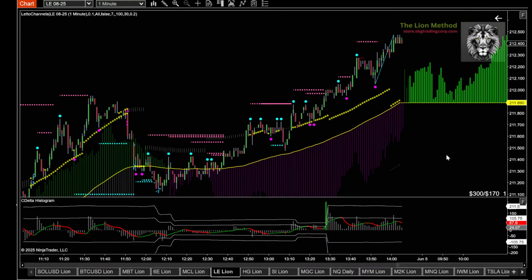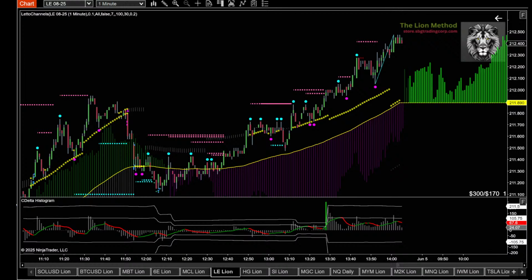Could be slow, could be fast, but we are going to trade the Lion method. So what is the Lion method, you might ask? Thank you for asking. The Lion method is a scalping method. The primary trade is a reversion to the 100-period moving average after getting out of an overbought or oversold condition. We are using two indicators to determine the entries, exits, and the setups.